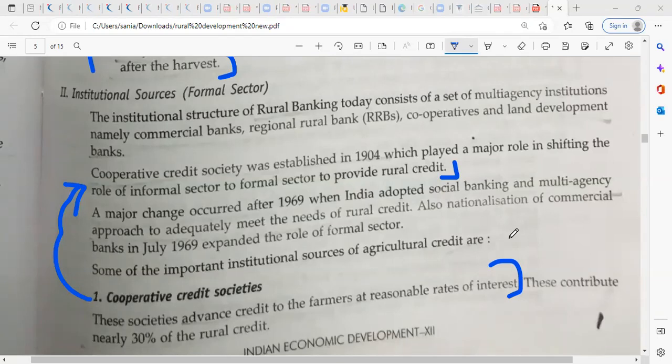Done? Yeah, what do we have to write? You have to write second. You don't have to write right now. You have to take a screenshot. You will write this in your notebook. Okay. So for this institutional source, first is cooperative. The first point will be from here to here. And the second point will be from here till here. Okay? Done? Yes, ma'am.